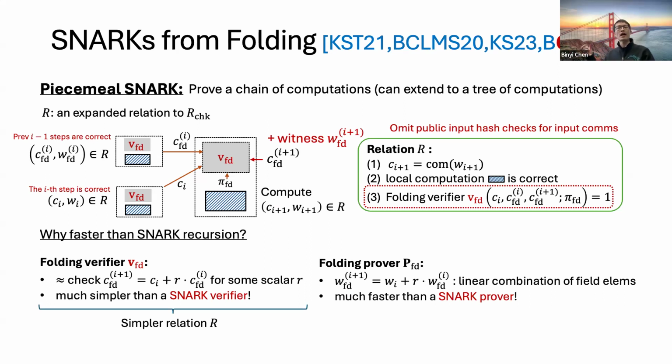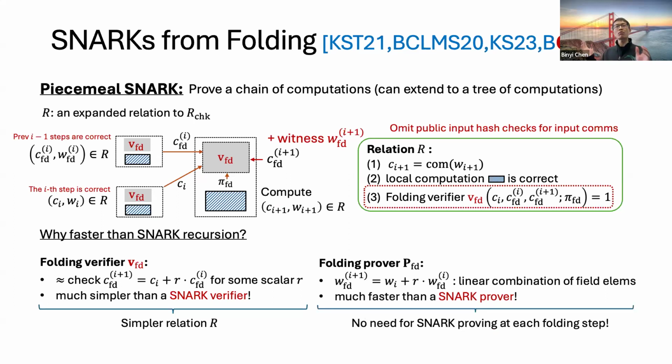What he needs to do, after generating this extended witness, is only a very simple linear combination of this witness vector, which is much, much faster than the SNARK prover. And these are the two reasons why a piecemeal SNARK built from a folding scheme is much, much more efficient than a regular SNARK recursion. When you say they are only doing some linear operation, is it true for all folding schemes or is it just a special case?